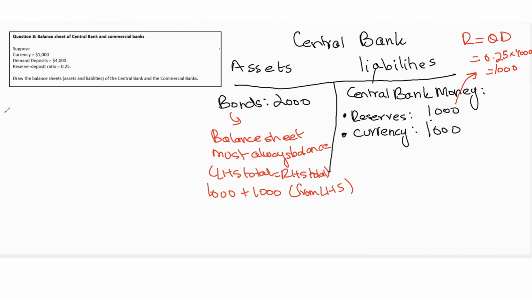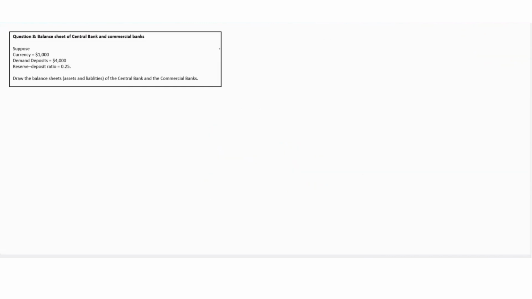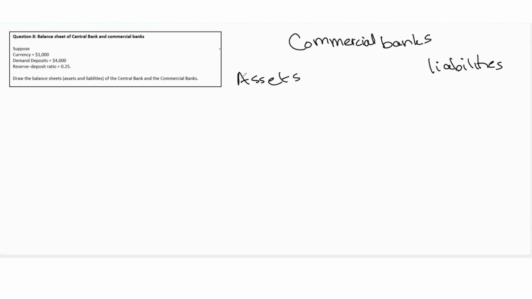Now let's do the same for the commercial banks. So let's just clear this. So now if we do the same for commercial banks, we want to again make their balance sheet. So we know we'll list the assets on the left hand side and the liabilities on the right hand side. Right, so we'll just do it like this.